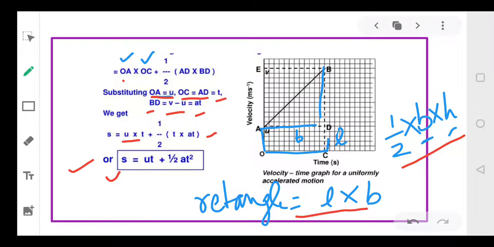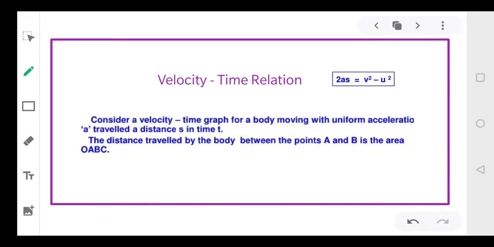Let's come to the third equation. The third equation of motion is called the velocity time relation. Okay? Clear? This equation is 2as equal to v square minus u square. This is your third equation. We have to derive this equation.